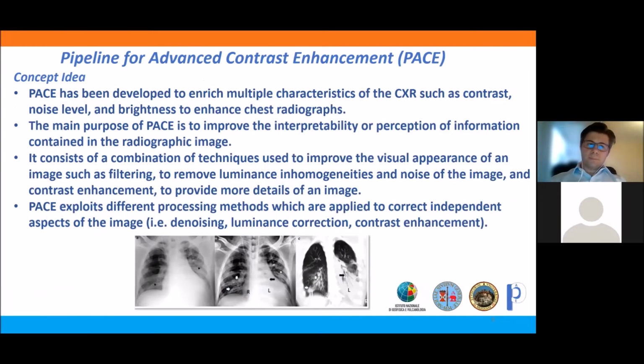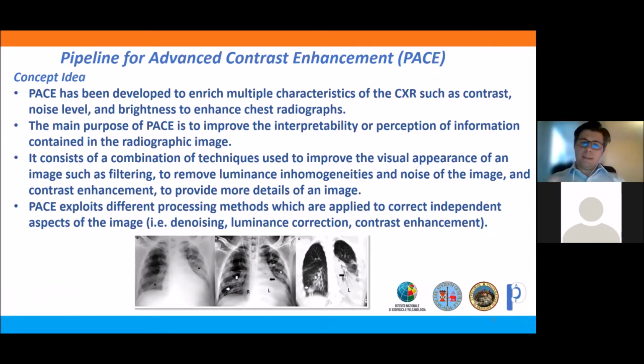So moving on. What is the concept idea behind PACE? PACE has been developed with an idea in mind. The idea is to improve multiple characteristics of the chest X-ray, such as contrast, noise level, and brightness at the same time. And this is meant to improve the interpretability or perception of the information that is contained in the chest X-ray image.